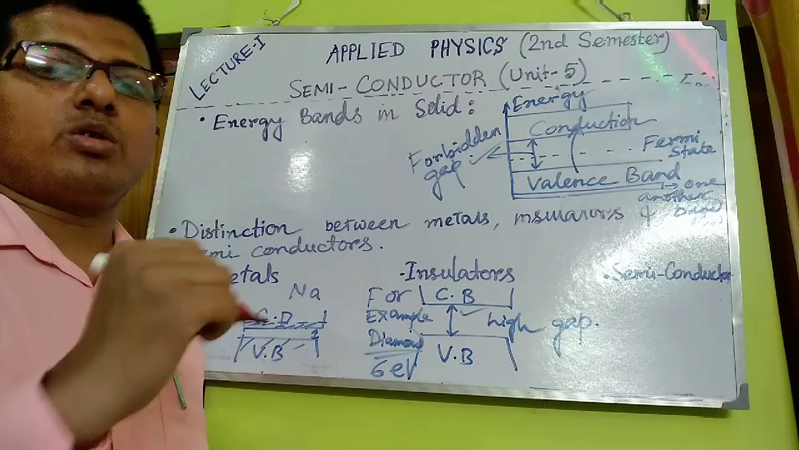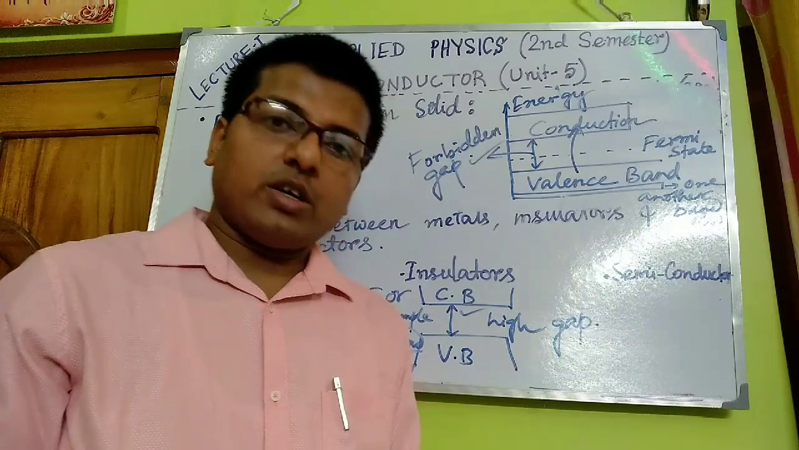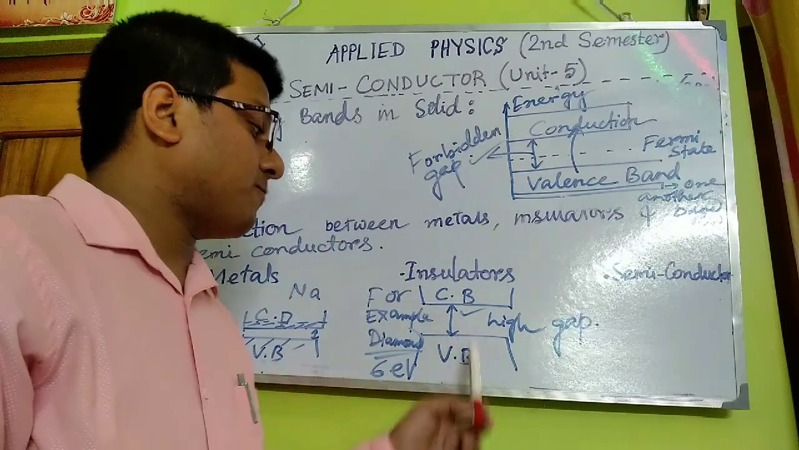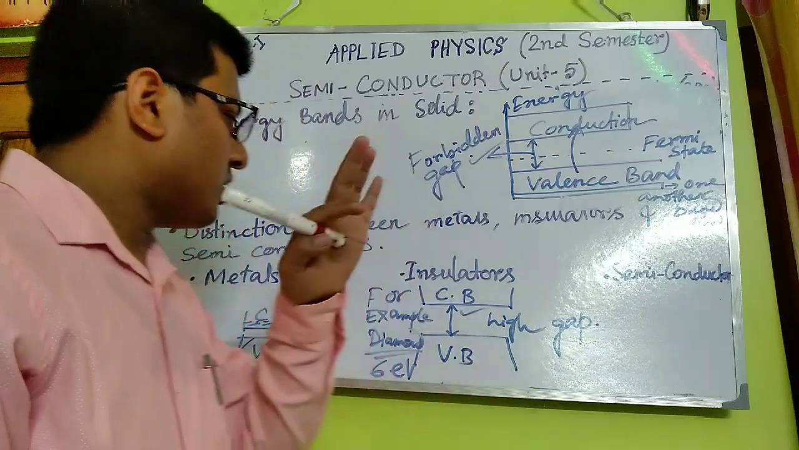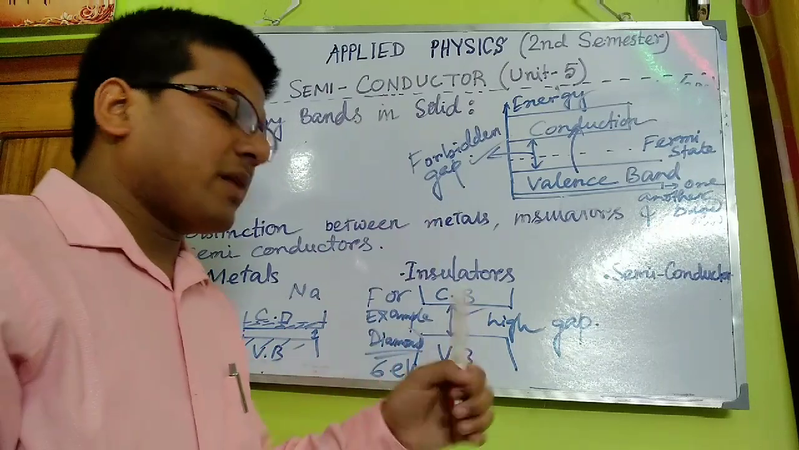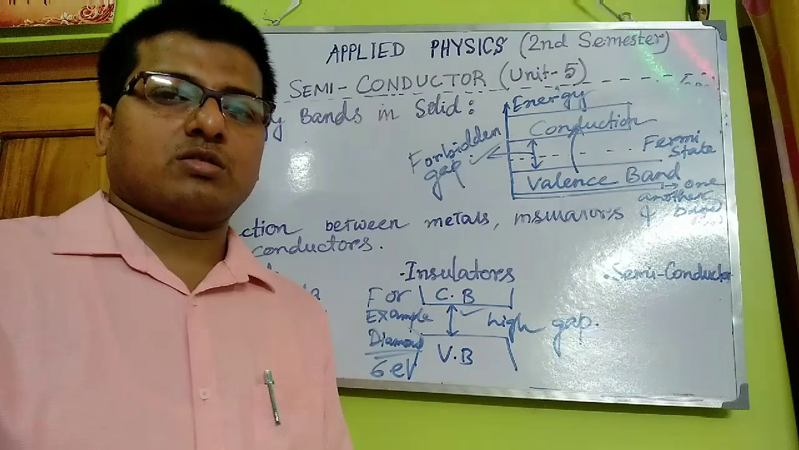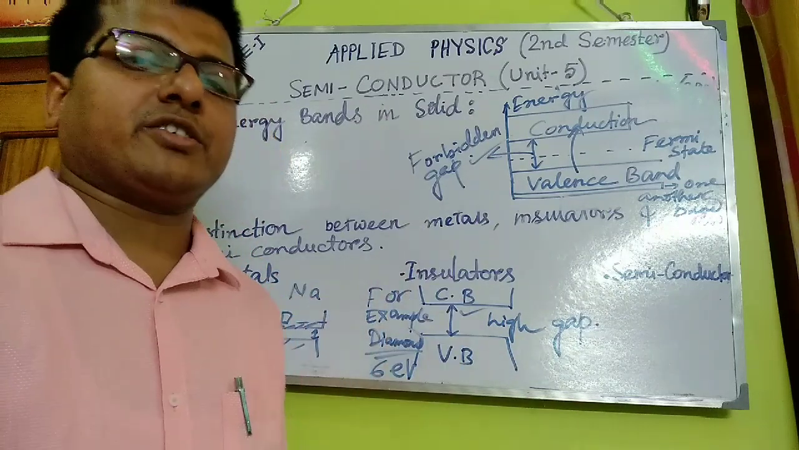But it is more difficult for the electric field to give 6 electron volt so that one electron can jump from the valence band to the conduction band. So in the general case, the conduction band is always empty for the insulator, and it cannot conduct electricity.